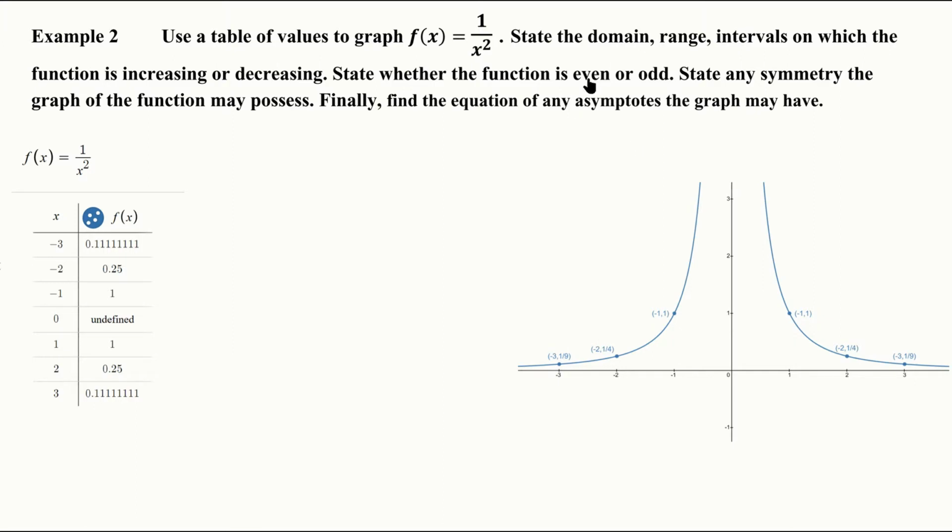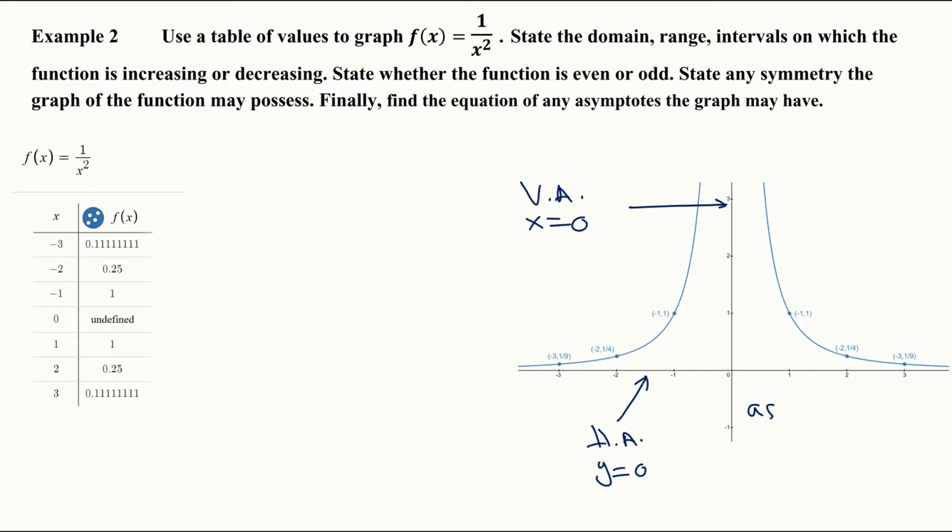We did mention that it is an even function. The symmetry is with respect to the y-axis, and the vertical asymptote has equation x equals 0, another way to describe the y-axis, and the horizontal asymptote is going to have equation y equals 0.